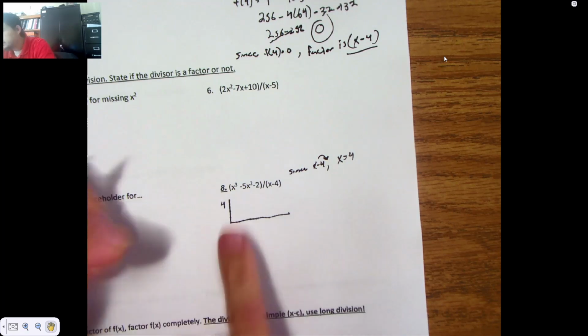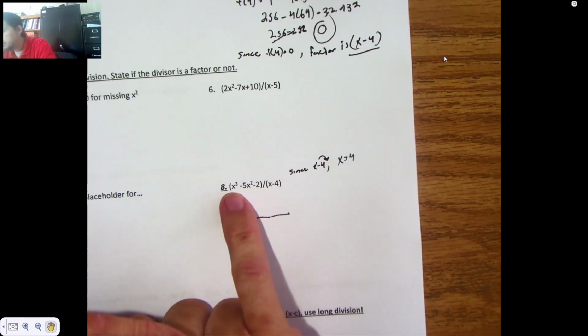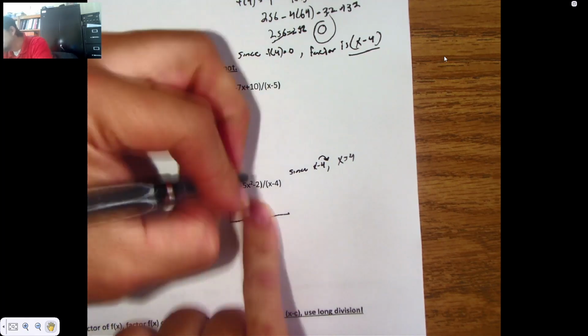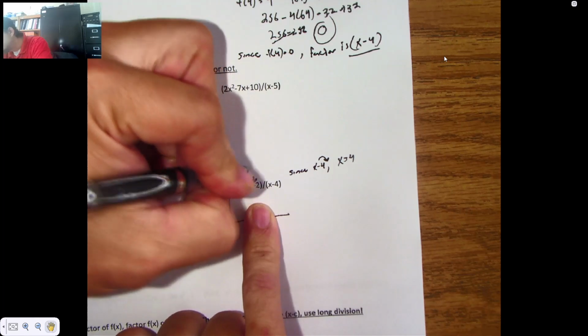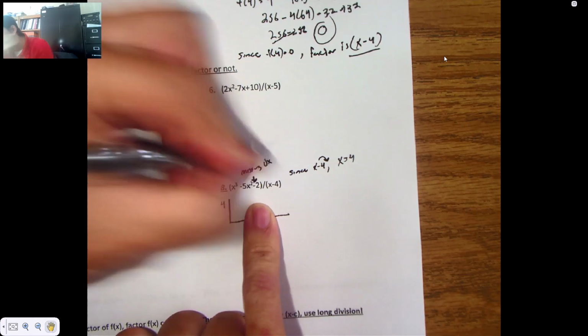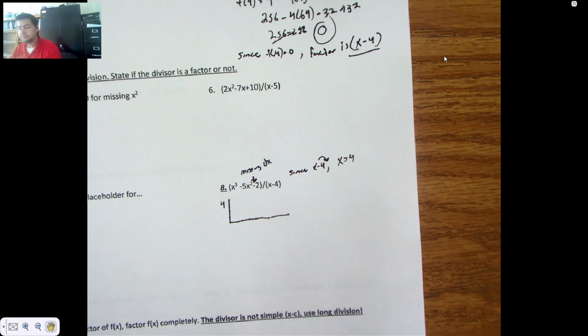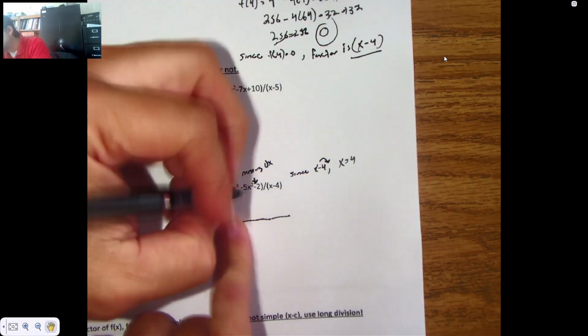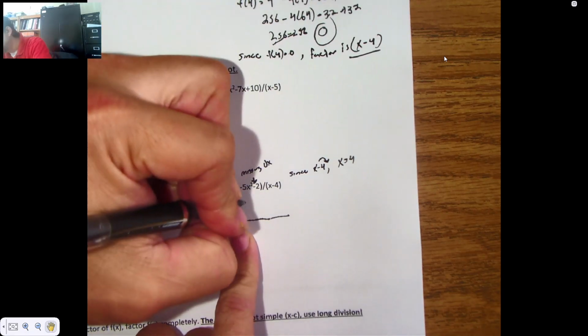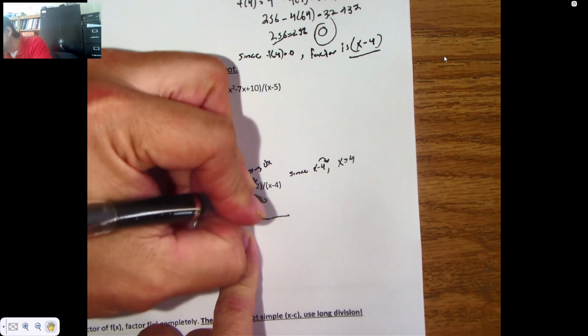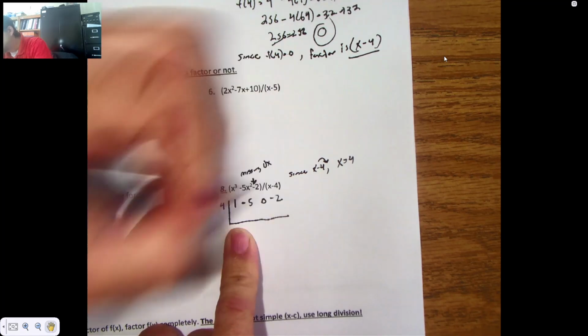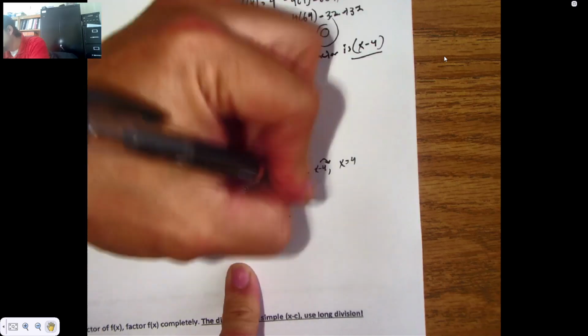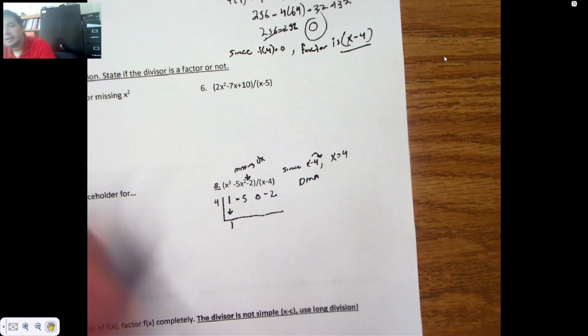Now this one is in standard form, but for division purposes, it's missing something. It's missing 0x. You need that placeholder. We're going to think about the coefficients here. The coefficients are 1, negative 5, 0, and negative 2. And our acronym here was DMA. We drop, we multiply, and we add. So we drop the 1.